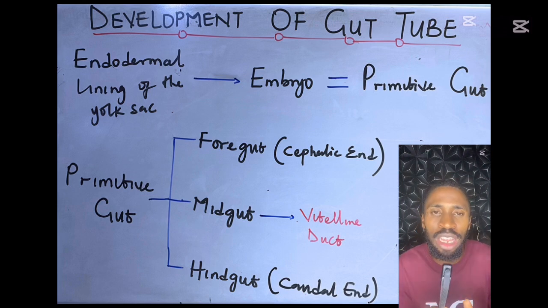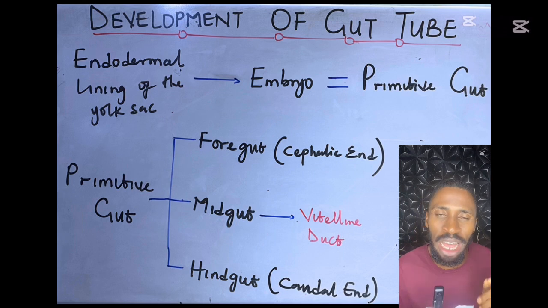Now this occurs during craniocaudal folding, and we'll also call it the lateral folding. So when the embryo is folding craniocaudally, head to tail, and also laterally, what happens? This is when we form the primitive gut. The cranial part of the gut tube becomes the foregut, while the caudal part becomes the what? The hindgut.